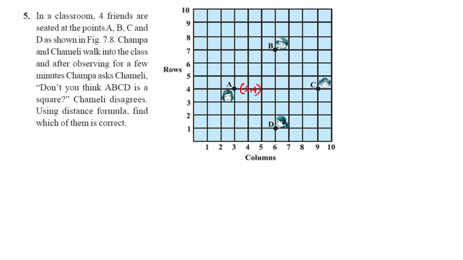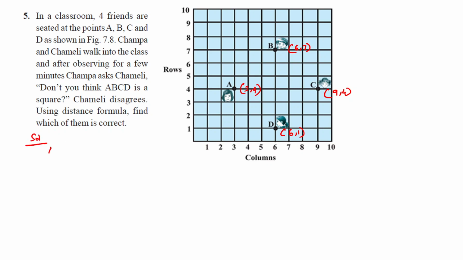And what about friend B? The B point has the coordinates 6 comma 7, because first we need to write the x coordinate 6 and then 7. And what about the C point? C point is 9 comma 4. First x coordinate, later y coordinate. And what about the D point? 6 comma 1. Okay, write separately.